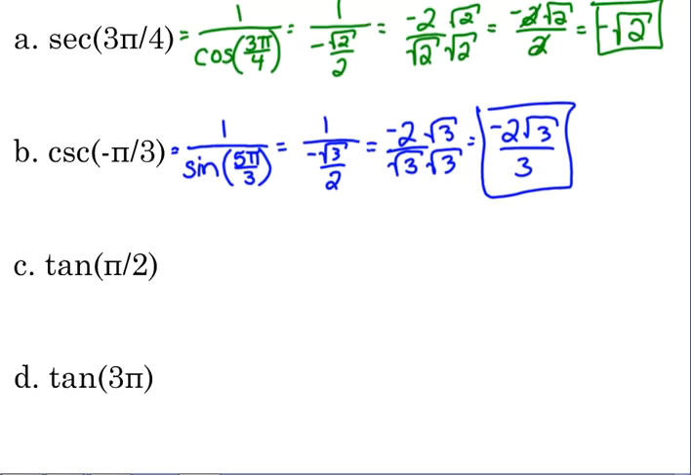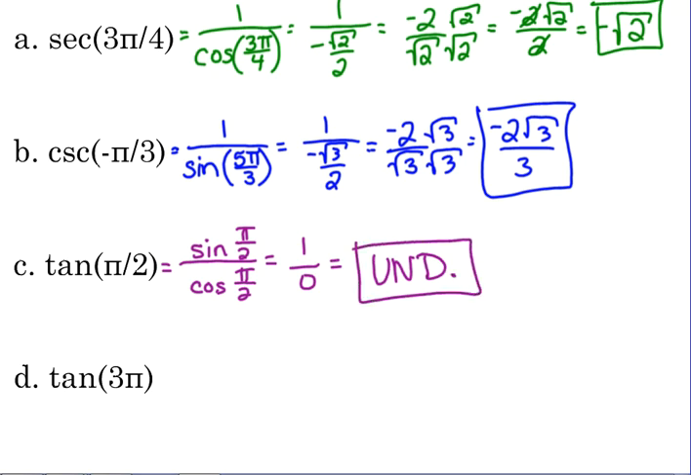All right, tangent of pi over 2. That is the sine of pi over 2 over the cosine of pi over 2. Pi over 2 is the point at the very top, so that point would be the point 0, 1. So cosine is 0, sine is 1. What happens when we divide by 0? Bad things happen. That is undefined. You cannot divide by 0. So tangent can be undefined.